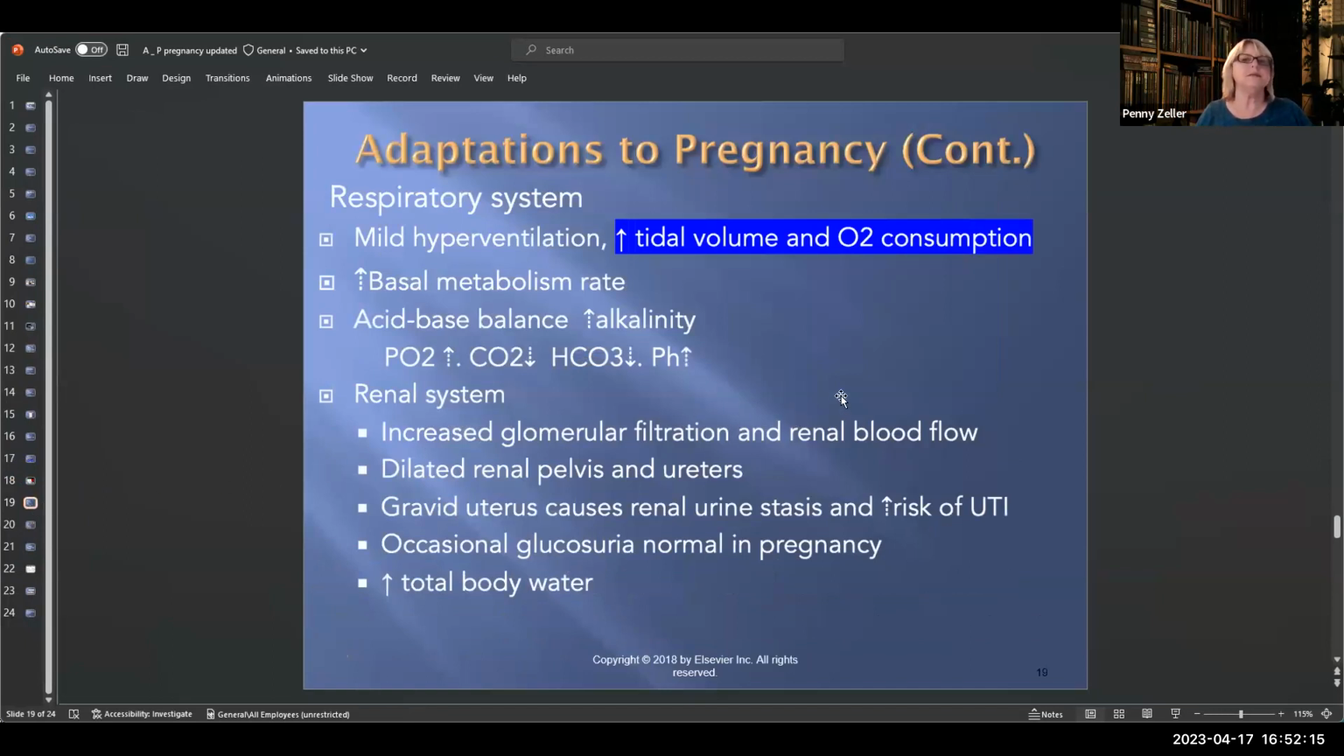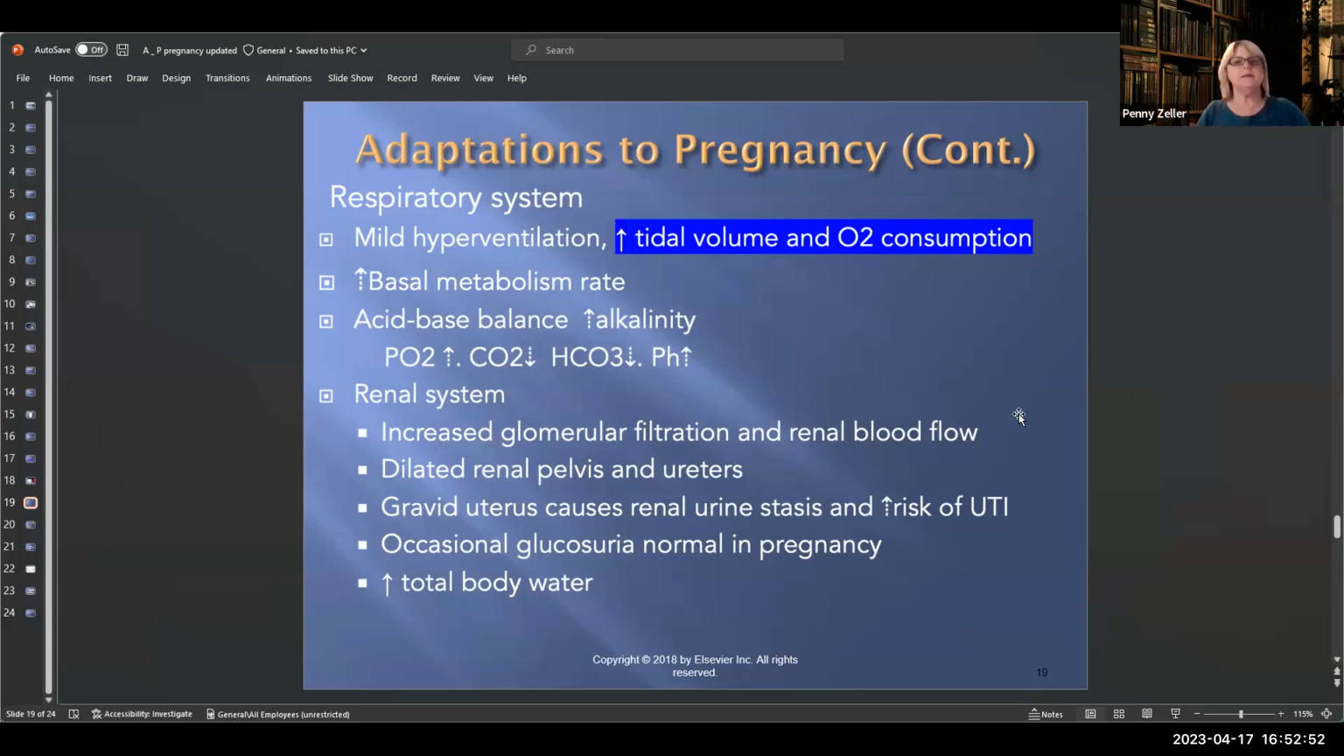What about the respiratory system? She breathes more, but she doesn't breathe faster. So she's in mild hyperventilation. She needs more oxygen for her blood and for the fetus. Her metabolism goes up. She usually needs about 300, 400 more calories a day. The kidneys are working harder. The more blood you have, the harder the kidneys have to work. They have to filter all that blood.